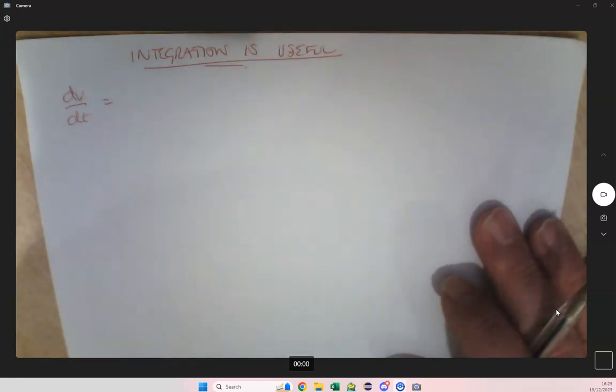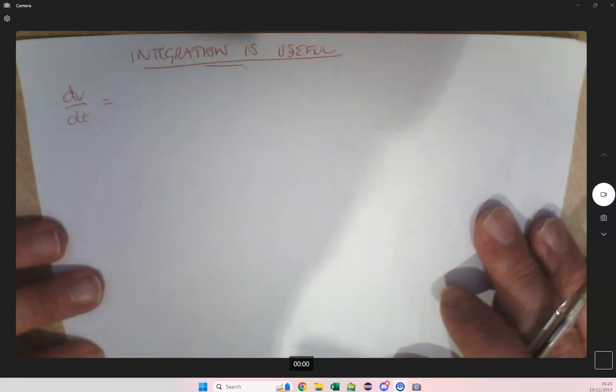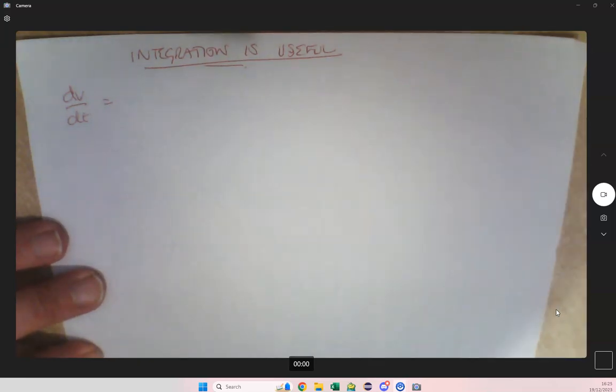Okay, so what we're going to look at here is an application of integration. I remember when I was first introduced to integration, the maths teachers weren't very good at actually explaining, as with many things in maths, what you actually use it for.